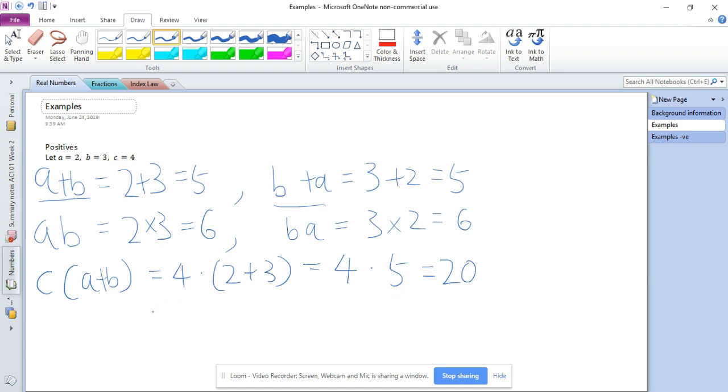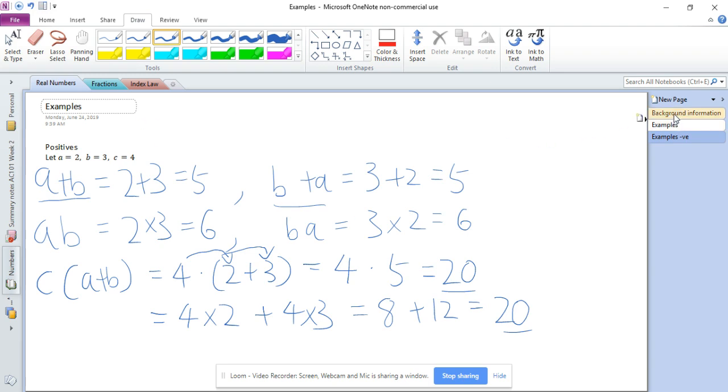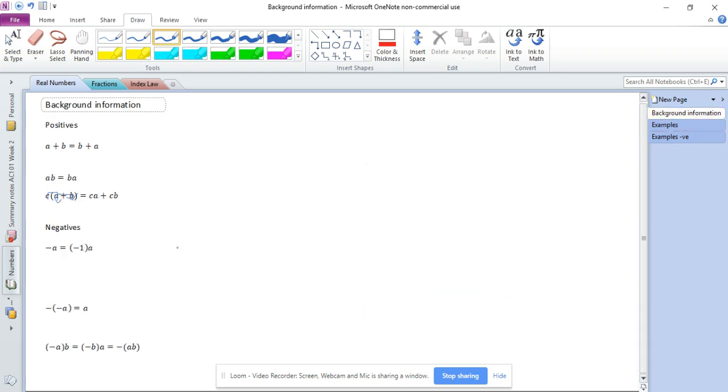Okay, so the property is saying 4 times bracket 2 plus 3 is nothing more than 4 times 2 plus 4 times 3, because you need to times the first component and then the second component. So 4 times 2 is 8. 4 times 3 is 12. So the result is exactly the same. Okay, so these are the positive properties.